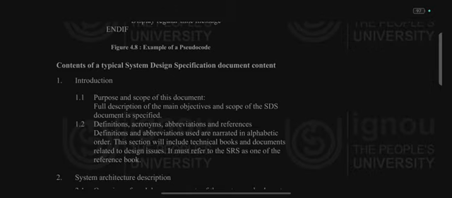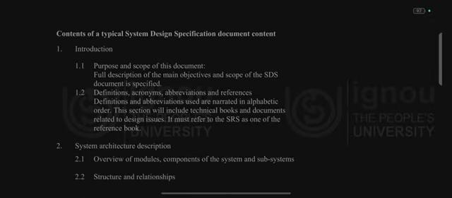Contents of a typical system design specification document. Introduction. Purpose and scope of this document. Full description of the main objectives and scope of the SDS document is specified. Definitions, acronyms, abbreviations and references. Definitions and abbreviations used are narrated in alphabetic order. This section will include technical books and documents related to design issues. It must refer to the SRS as one of the referred books.